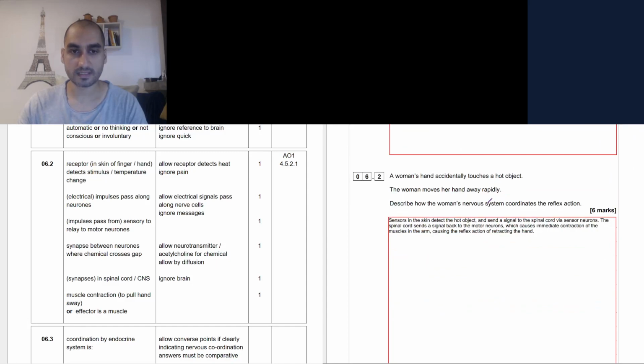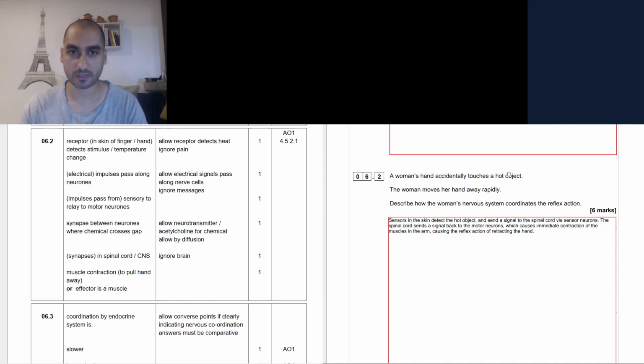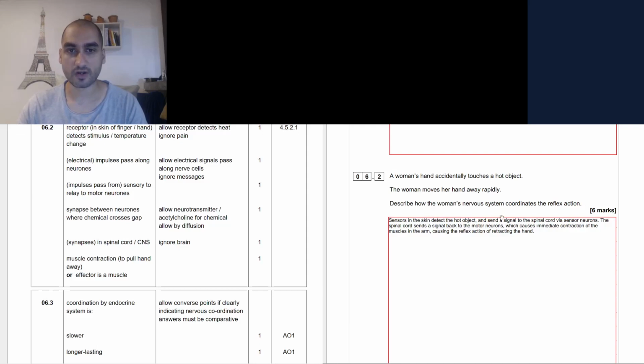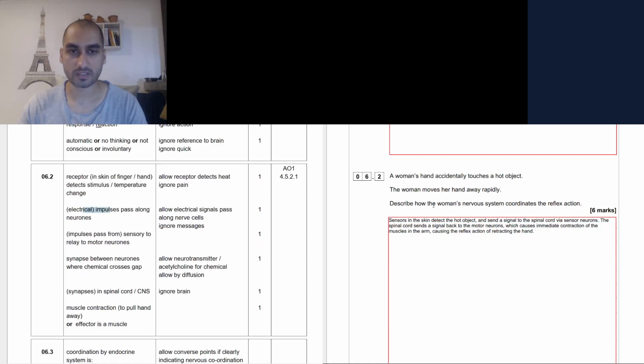Alright. Sensors in the skin detect a hot object. Receptor. I didn't say receptor. Electrical impulses pass along neurons. Signal. Yeah, I did say signal. I didn't say electrical. I did say neurons. I think I've said most of what they've said. Okay, I think I get this mark. Synapse between neurons. I forgot about synapses. Okay. Synapses in spinal cord. Ignore brain. I said spinal cord. Muscle contraction. Alright, fine. I think I get mark 2.